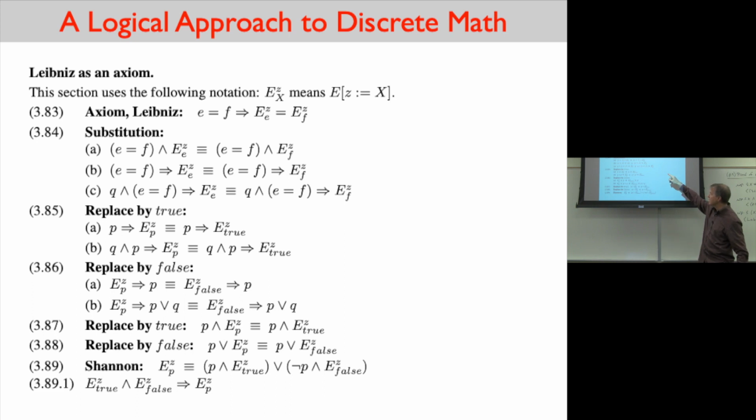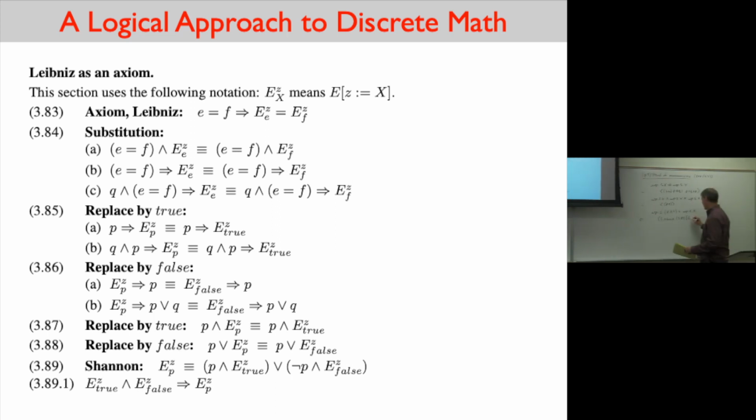E equals F implies E with Z replaced by E equals E with Z replaced by F. So E is an expression, right? And Z is some variable, right? So here we'll do textual substitution. And what is it? What do we have?